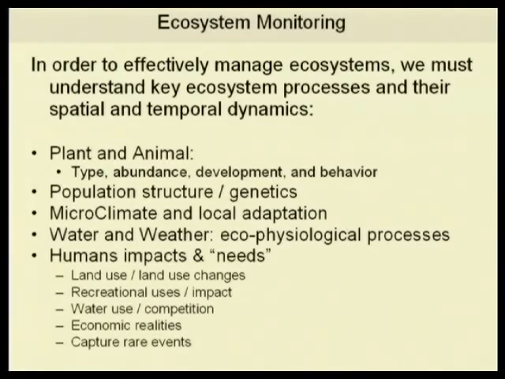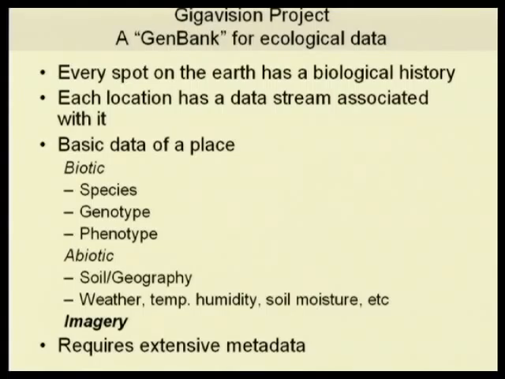But to do that, you need to know a lot of stuff, and a lot of it's really detailed and a lot of it's hard to get. So you have to understand plants and animals and their abundance and behavior, population structure and genetics, microclimates, water, and then all the human impacts as well. And these all come together to make the ecosystems we have and the ecosystems we'll have in the future, and if we're trying to restore them, we have to take all these things into account.